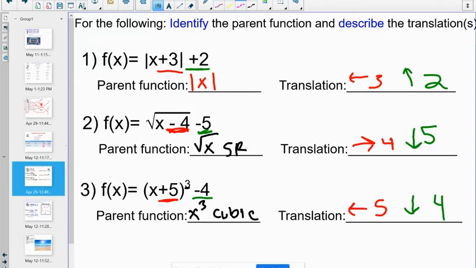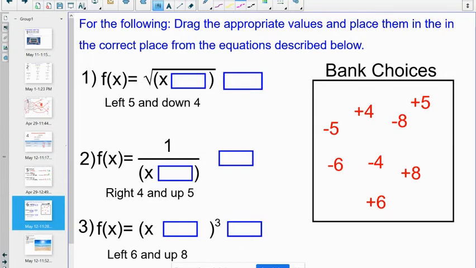And now this next slide here is similar to the formatting of what one of your problems will be. You'll have a drag and drop option where we have our bank over here, and you're going to have to drag them into the spots. See how I have these spots as those blue squares? So we're going to have to find our horizontal and vertical shift described here. We're already given that it's a square root, that's our parent function, but we have to fill in the values from the bank over here to make this description true.